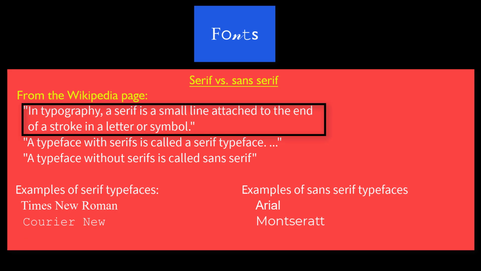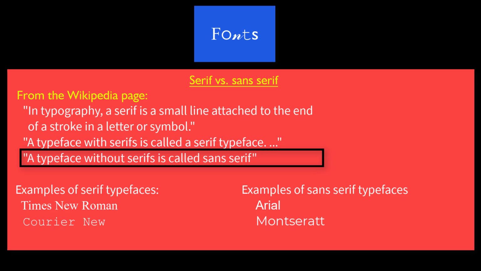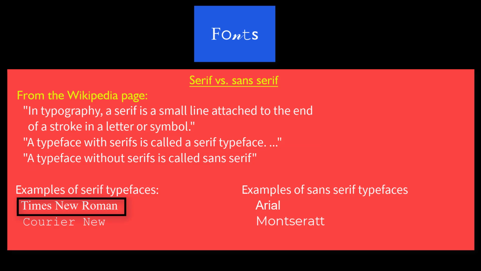From the Wikipedia page, in typography, a serif is a small line attached to the end of a stroke in a letter or symbol. A typeface with serifs is called a serif typeface, and a typeface without serifs is called sans serif, from the French sans, meaning without. Here are some examples of serif typefaces: Times New Roman and Courier New, and some sans serif typefaces, Arial and Montserrat.